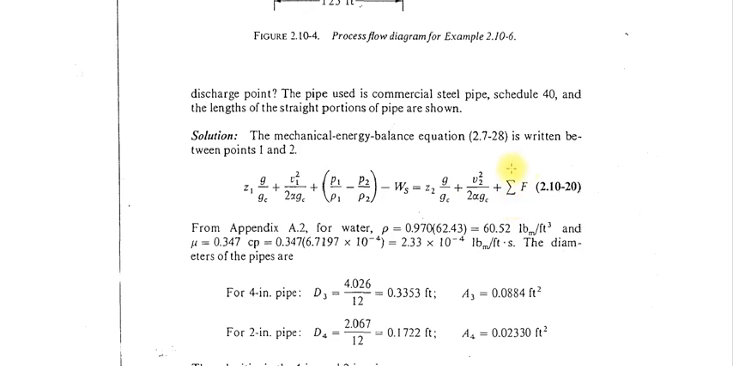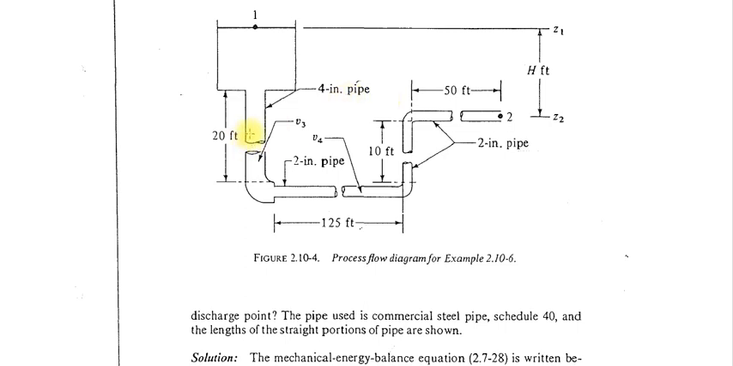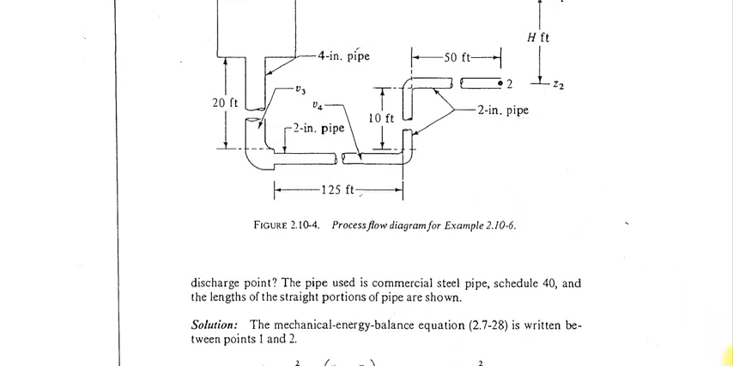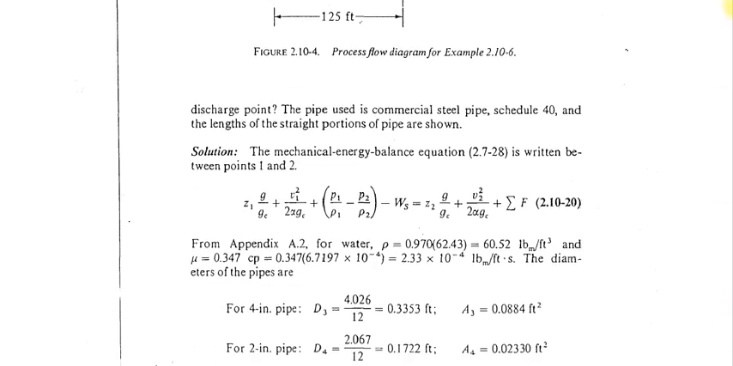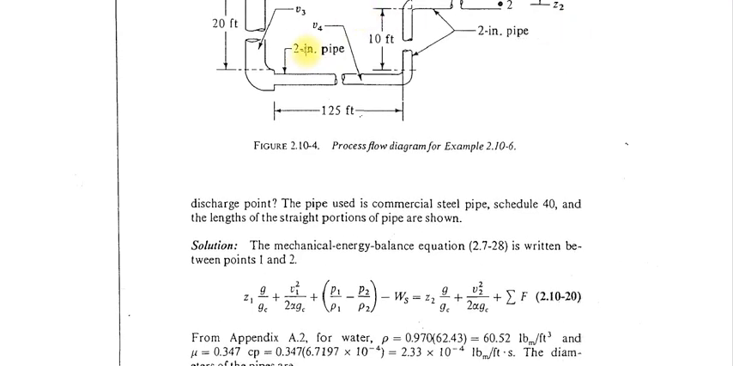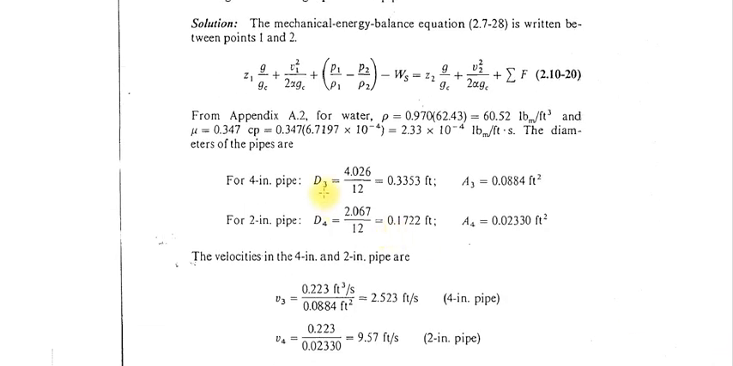Now you have to calculate sigma F, that is the only unknown quantity in this problem. Here you have the 4-inch pipe and the 2-inch pipe. This is the 4-inch pipe and this is the 2-inch pipe. And the schedule number is given. This is the nominal diameter, not the internal diameter. So by using the schedule number and nominal diameter, you have to calculate the internal diameter.